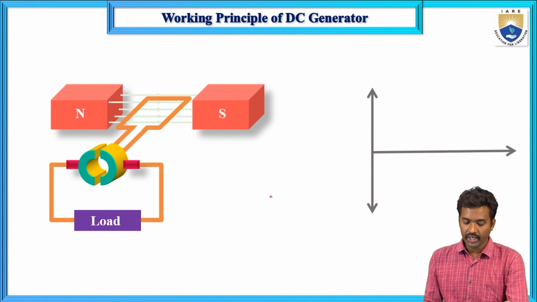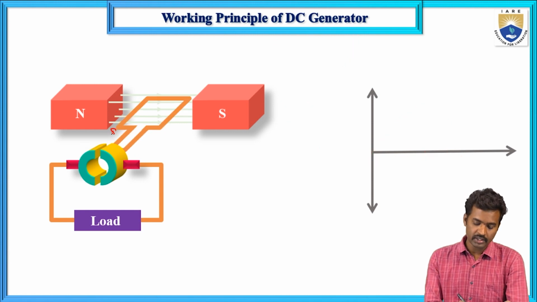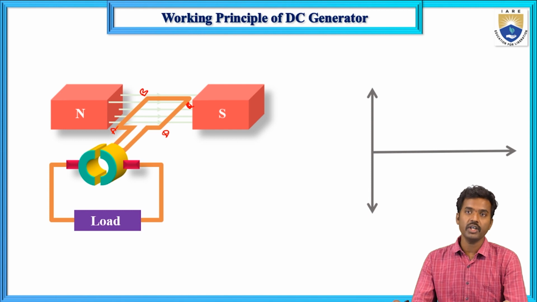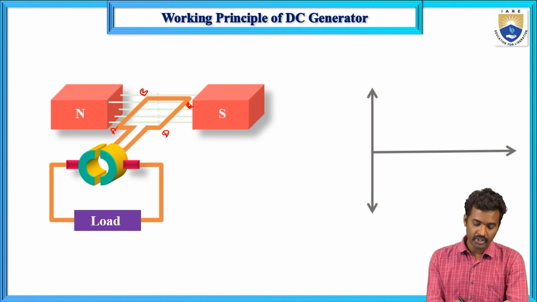And at 180 degrees, here this is A and B, and this is C and D. Now the positions of the conductors are interchanged. Conductor AB, previously on the right side, comes to the left side, and conductor CD, previously on the left side, comes to the right. The positions of the conductors have been interchanged.